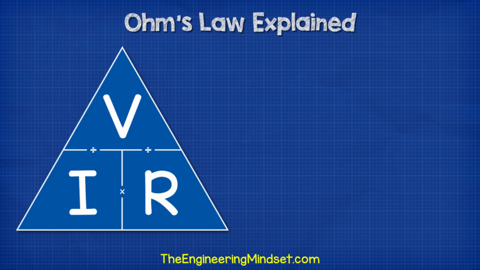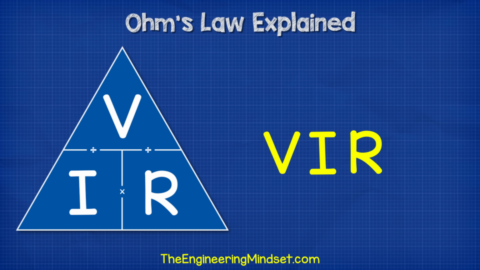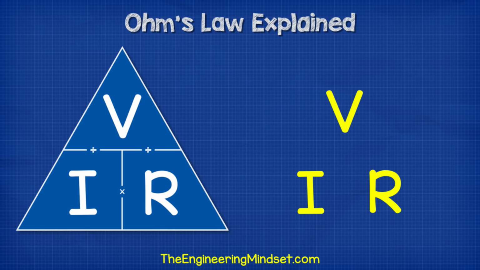All you need to remember is Ohm's triangle, which looks like this. So you just need to remember these three letters in order, V, I, R. Then we just write those letters in a triangle with V at the top, and we draw a line to separate the letters.